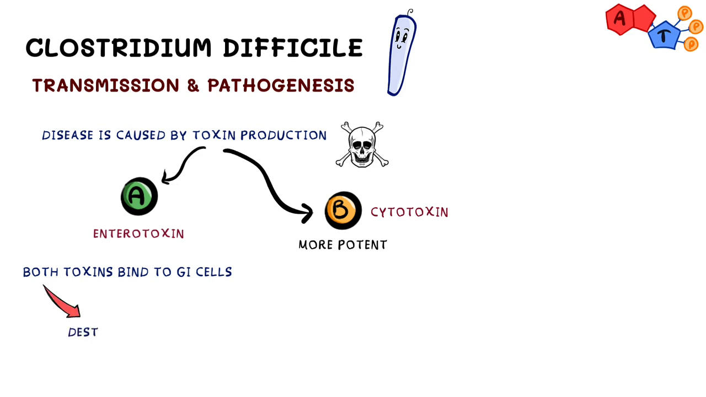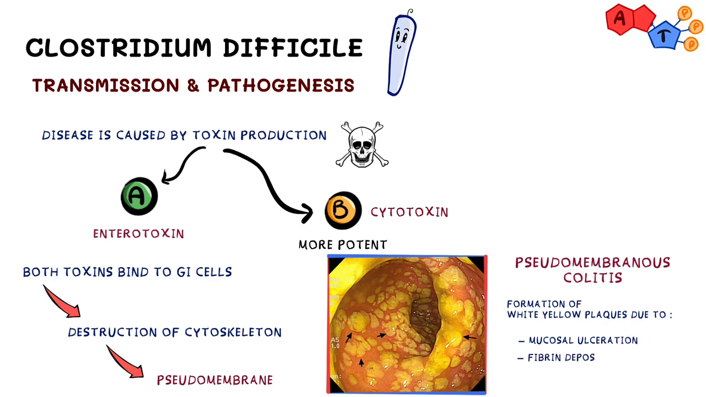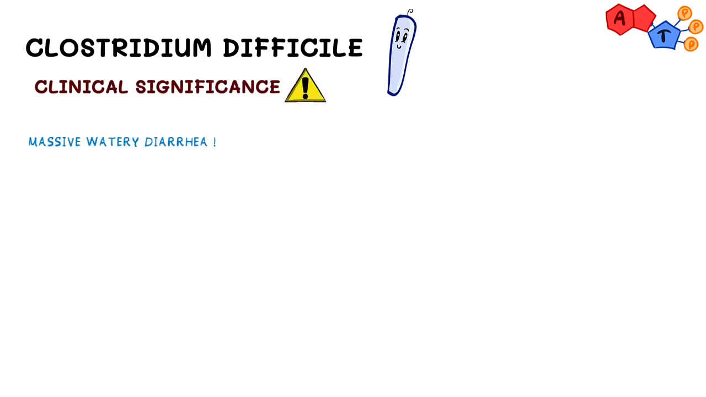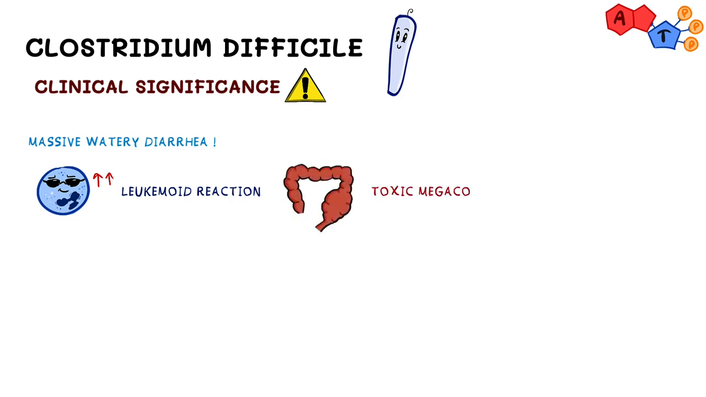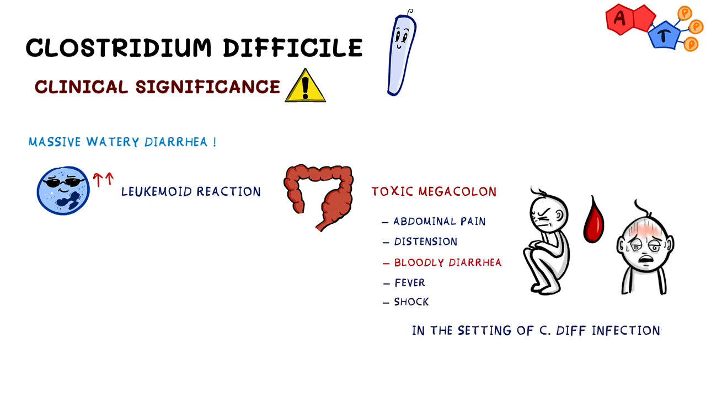They cause destruction of the cytoskeleton of GI cells, leading to production of pseudomembrane in the colon, which is the formation of white-yellow plaques due to the mucosal ulcerations, fibrin deposition, and inflammatory cells. Infection with C. diff leads to massive watery diarrhea, and in severe cases, it can cause a leukemoid reaction or toxic megacolon. A patient with abdominal pain, distension, bloody diarrhea, fever, and shock in the setting of C. diff is most likely presenting with toxic megacolon.